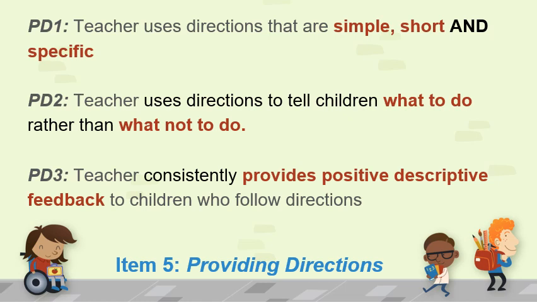PD 3 is teacher consistently provides positive, descriptive feedback to children who follow directions. For example, rather than just saying, "Good job," you can say, "You and your friends helped each other clean up the blocks."